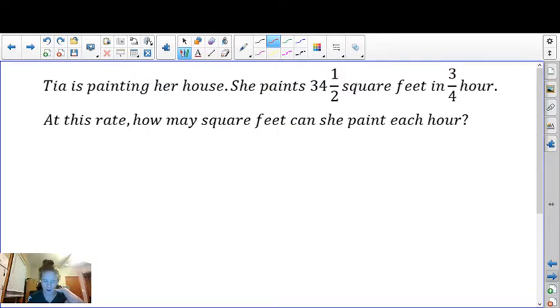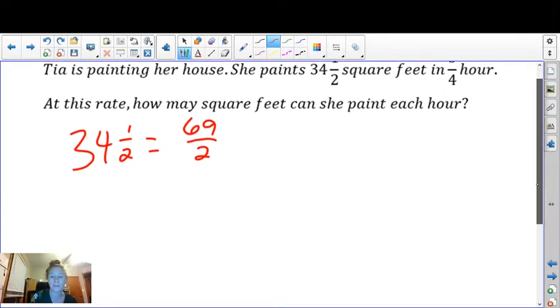Tia is painting her house. She paints 34 and 1/2 square feet in 3/4 of an hour. At this rate, how many square feet can she paint each hour? So again, I have to turn my mixed number into an improper fraction. So 34 times 2 is 68, plus 1 more is 69.